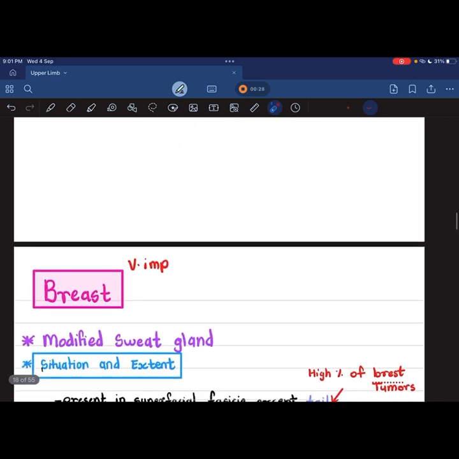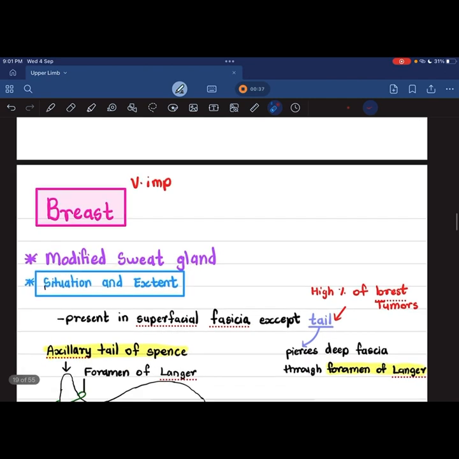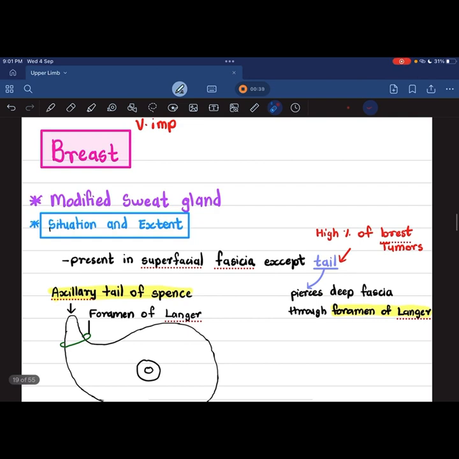So breast is a very important topic from the exam point of view. So let's get focused and start studying. It is a modified sweat gland. Its situation and extent. Situation: it is present in superficial fascia except its tail. Tail is present in deep fascia.